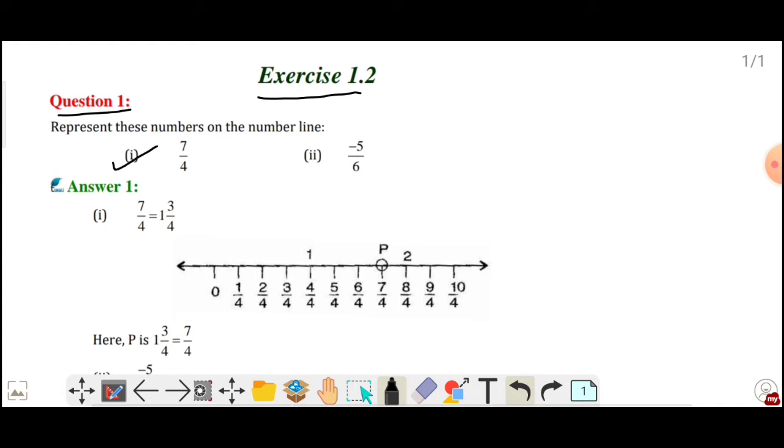I am going to solve the first one, that is 7 by 4. How to represent the rational number 7 by 4 on a number line, I will show. The second one, you can take as a practice question. If you are not understanding how to calculate this one, please observe our next videos so that you will get to know. First one, that is 7 by 4.